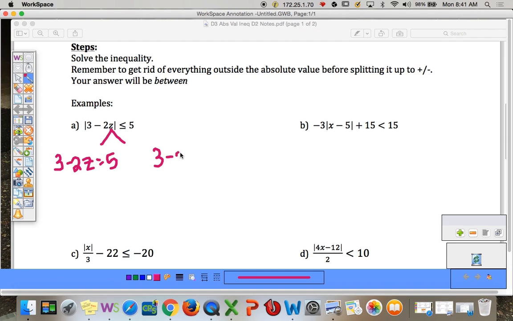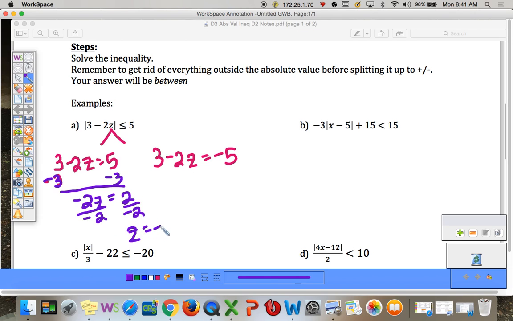And 3 minus 2z is equal to negative 5. So split it up into the plus and the minus. We're going to solve, so we'll subtract 3 from each side. We'll get negative 2z equals 2. Divide by negative 2. So z will be negative 1.